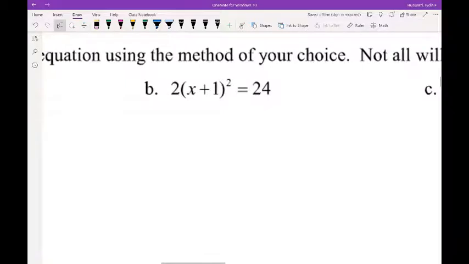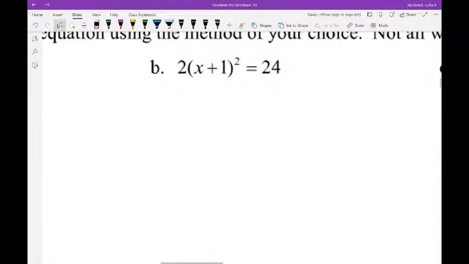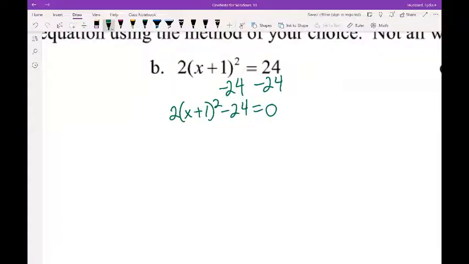Okay, letter B. So again, every time it says solve, we want to get this to the same side. We want to get this equation set equal to 0. That's our first task. Once we get this set equal to 0, then we can start solving. So like in the last problem, I want to get rid of this 2 out front. So I'm going to divide absolutely everything by 2. So that'll give me x plus 1 squared minus 12 equals 0.